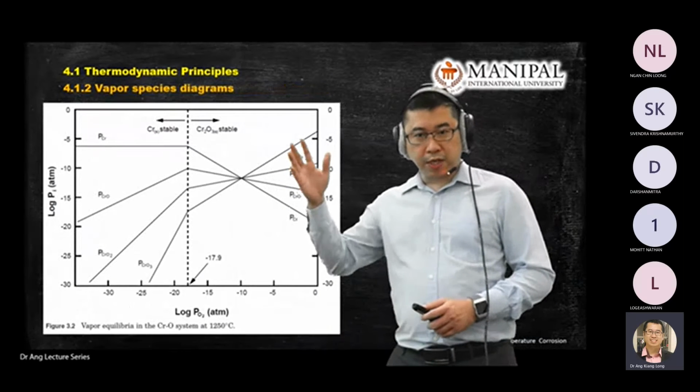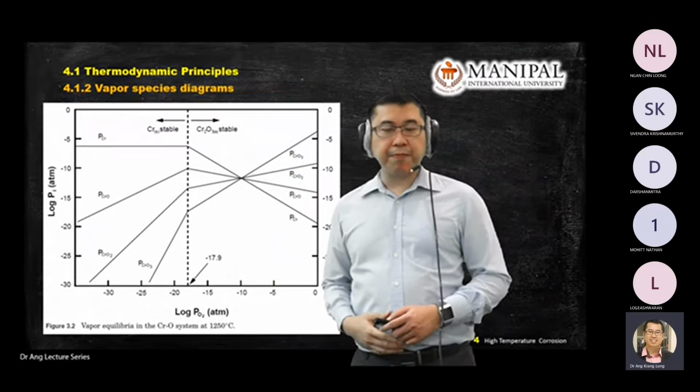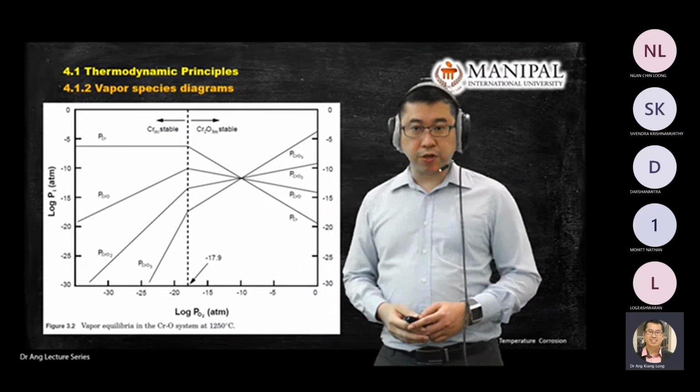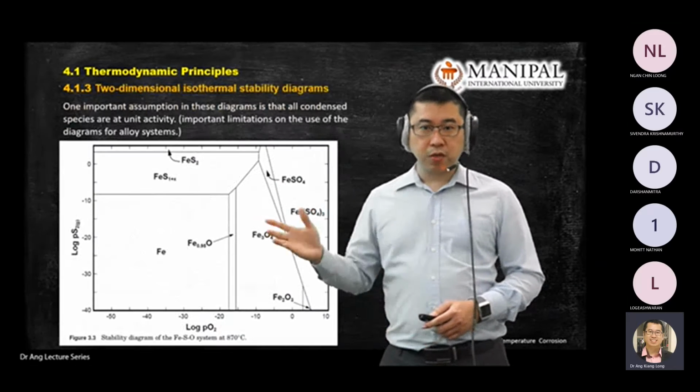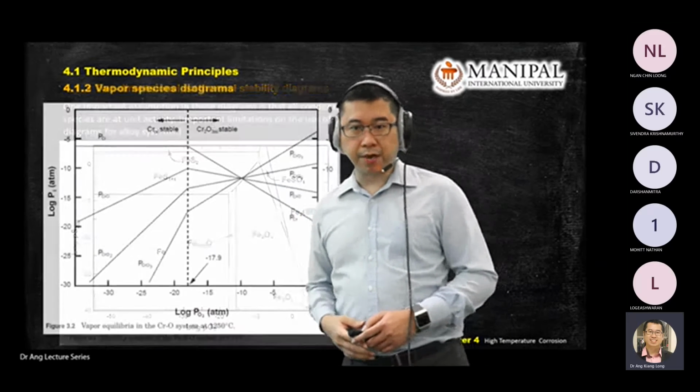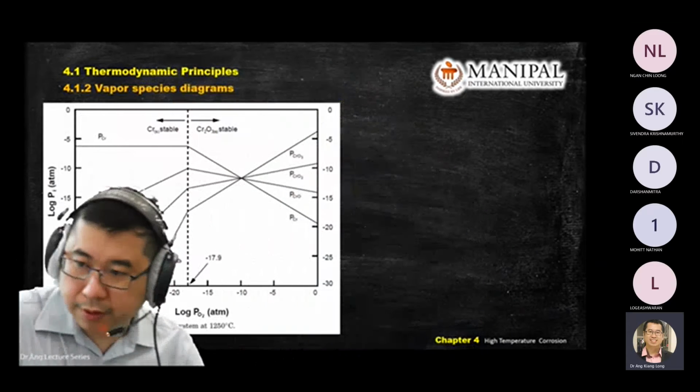Okay, I think we stop at the vapor species diagram. Then we go for a short break. After that, we go into the two-dimensional isothermal stability diagram.